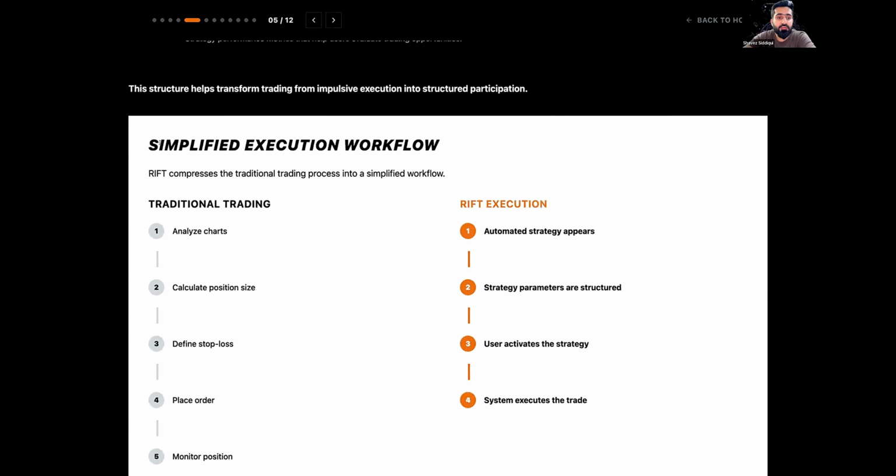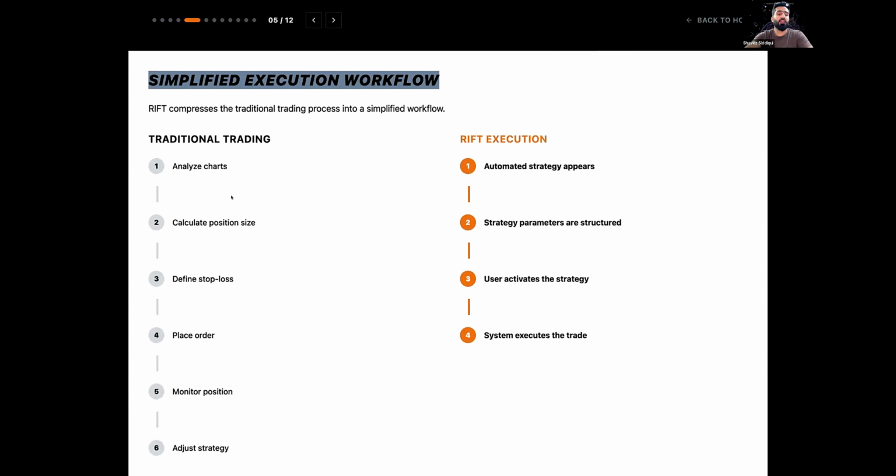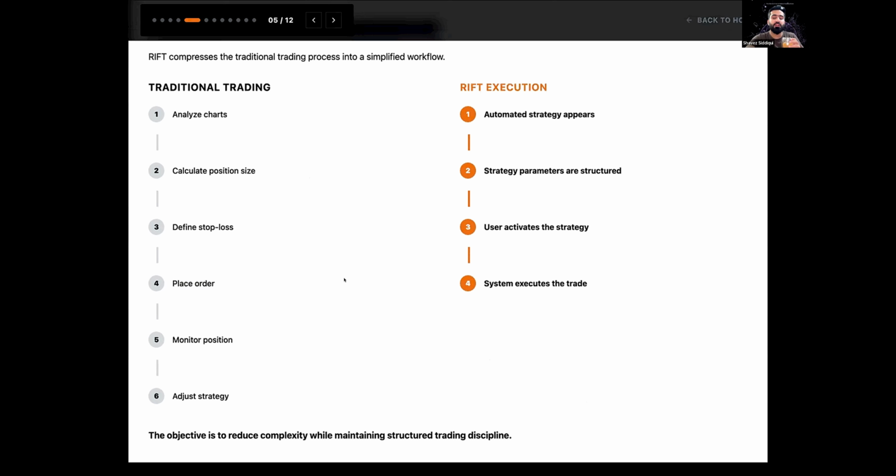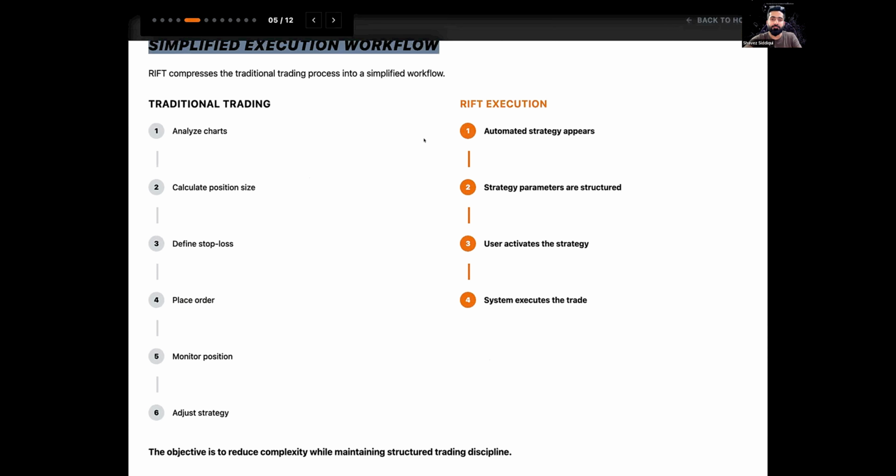So here is the execution workflow of Rift and traditional trading. In general, with traditional trading on centralized or decentralized exchanges, you analyze charts, you calculate the position size, you define stop loss, you place the order, you monitor the position, you adjust the strategy if you're facing loss, then you readjust it, you put more liquidity, you hold the position, you do all that. But on Rift, execution is very seamless.